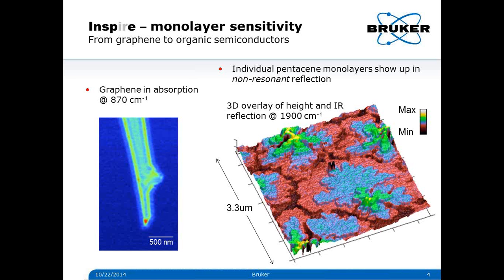Here you see the 3D overlay of height and infrared reflection far away from a resonance, but still you have contrast. And you can see that with every step you do in height, for example here, the color changes abruptly, which means that you are sensitive to each layer of your system.